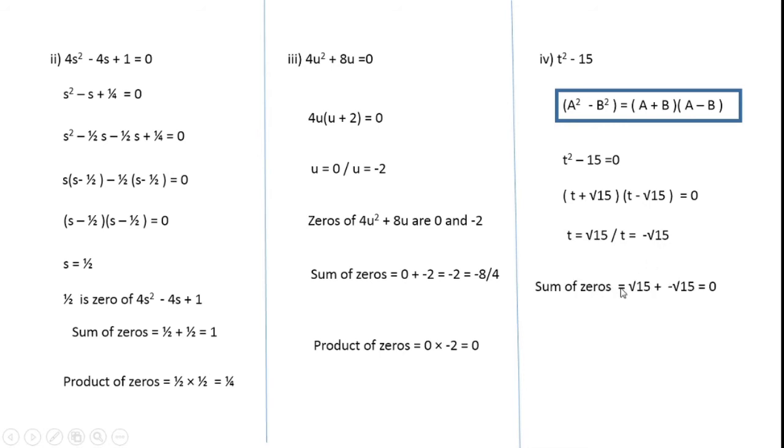The sum of the zeros equals root 15 plus minus root 15. This is equal to 0. One is positive, one is negative, so it is 0. See here, the coefficient of t, the t term is not there, so it is 0. So the sum of zeros is 0. The product of the zeros equals root 15 into minus root 15. Root 15 into root 15 is 15, and here it is minus, so minus 15. See here, the constant term by the coefficient of t square.